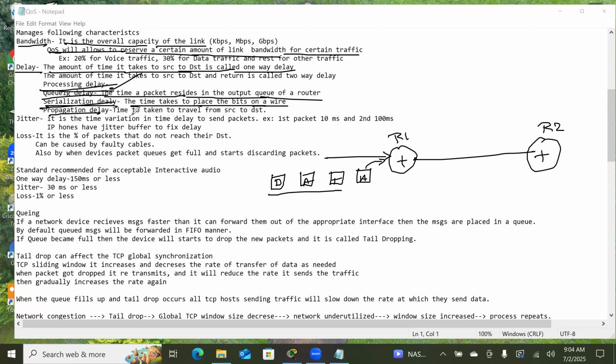Next is propagation delay. So what is this? It's the time it takes to travel from the source to the destination. After placing that electrical signal or light signal or radio frequency on the output interface, it has to travel towards R2. Whatever time it takes from R1 to R2 is called propagation delay. So we have to maintain all these delays. And next we have jitter.